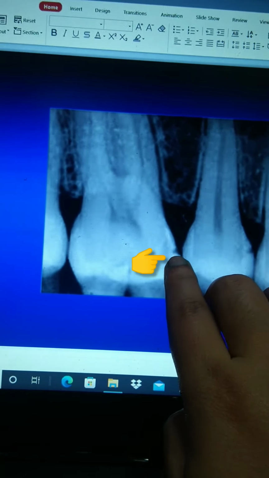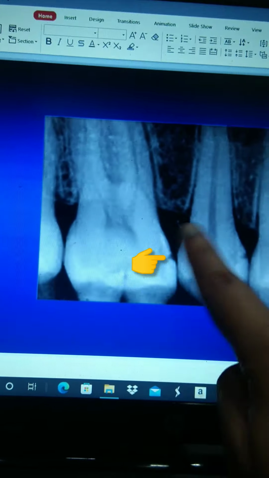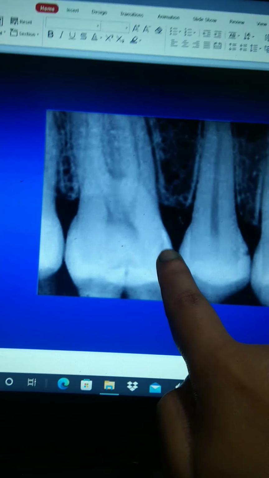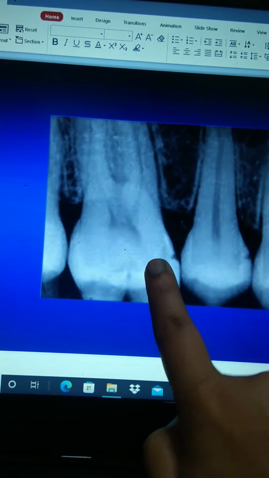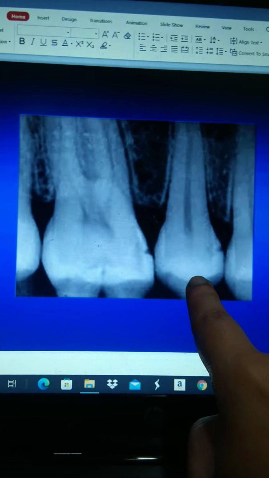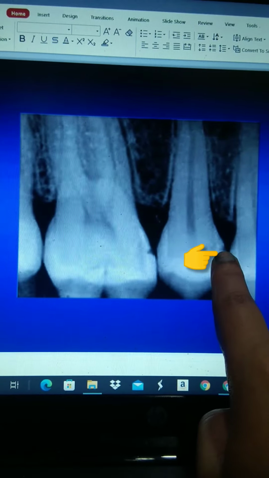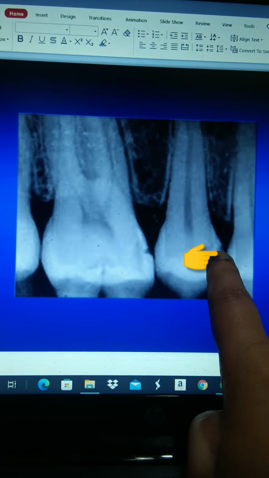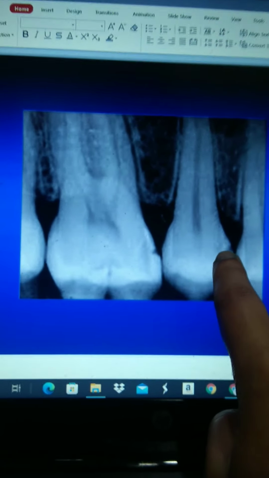So here, if you look over the tooth lining, the cavity has reached the enamel. It hasn't reached the dentine yet. Similarly on this tooth as well, the cavity has crossed the enamel part and it is reaching towards your dentine.